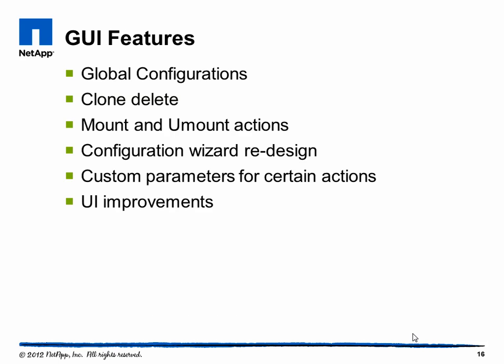We also made some improvements to the GUI as well. We're now able to create and use global configurations from the GUI. We can also delete clones, and we added mount and unmount actions. We redesigned the configuration wizard for better ease of use, and we added custom parameters for certain actions. Finally, we improved several things in the UI to make SnapCreator easier to use.